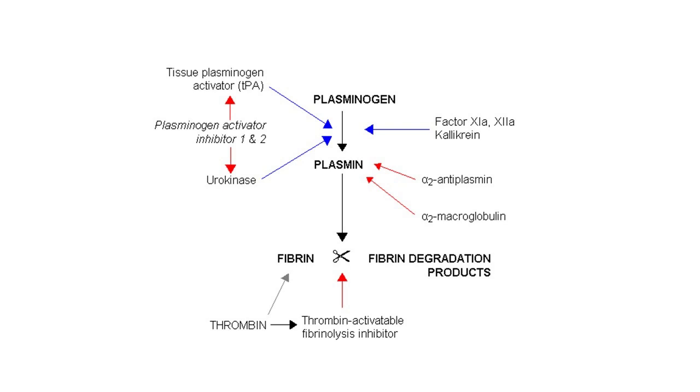The fibrinolytic system is tightly regulated by several inhibitors. Plasmin activity is inhibited by alpha-2 antiplasmin and alpha-2 macroglobulin, which neutralize circulating plasmin. Plasminogen activators such as tPA are inhibited by plasminogen activator inhibitor 1 and inhibitor 2, known as PAI-1 and PAI-2. In addition, thrombin activates thrombin-activatable fibrinolysis inhibitor, or TAFI, which suppresses fibrinolysis. Under normal conditions, this balance prevents both excessive clot formation and excessive bleeding.